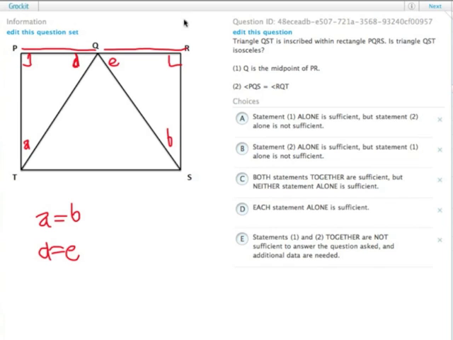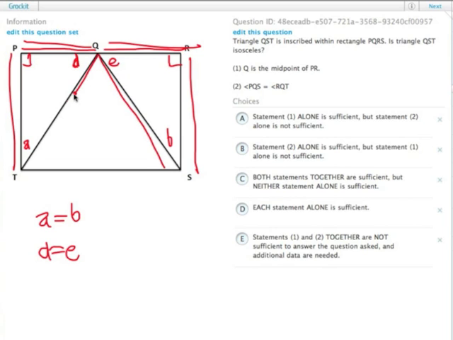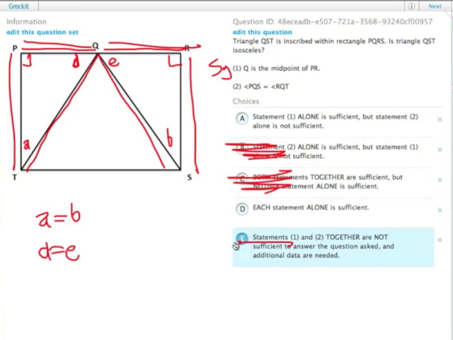Now the triangles are congruent triangles. They will have the same side lengths because it's a rectangle. They have the same base. Therefore, they have this as the same length as well. And therefore, triangle QST is isosceles. This is sufficient to tell us yes. So it's not B on its own, and neither is it one of the insufficient statements.